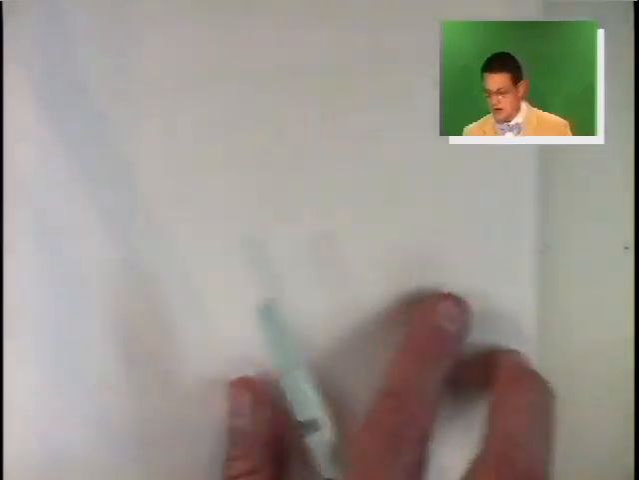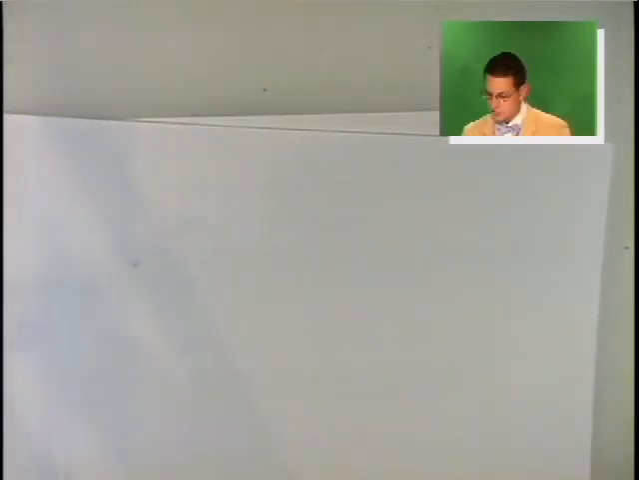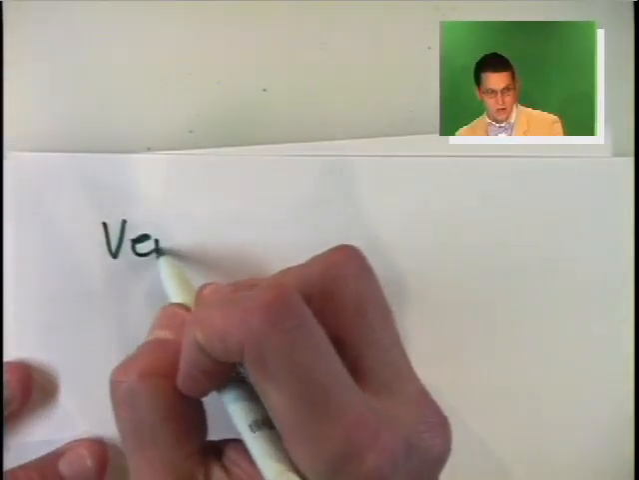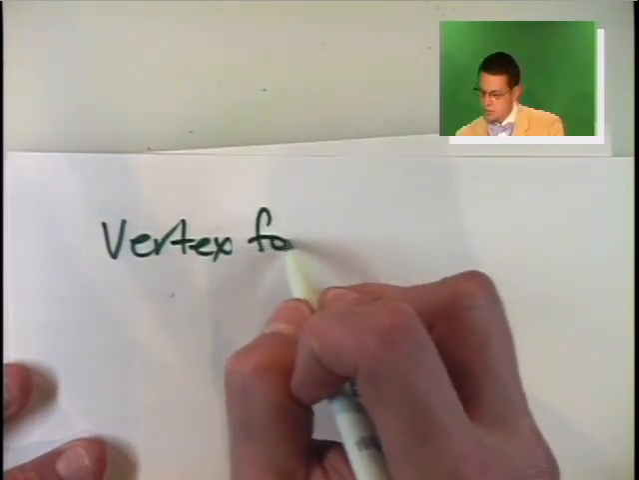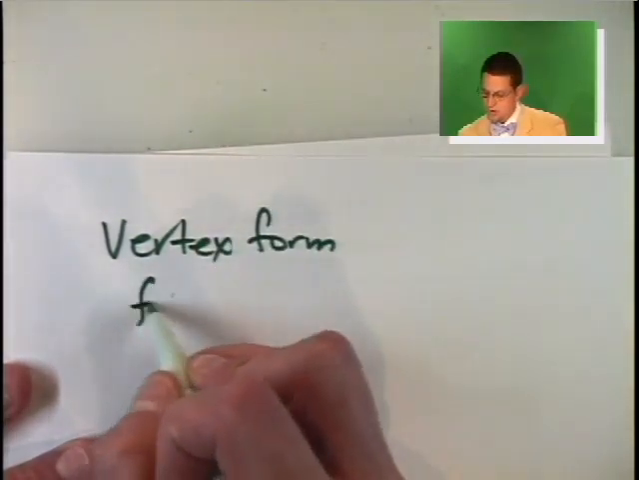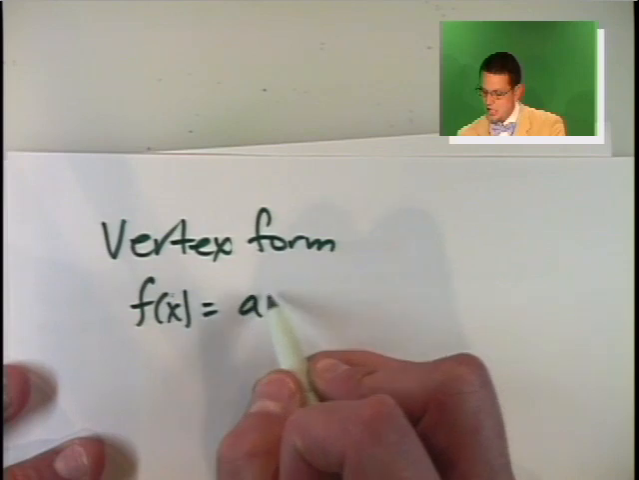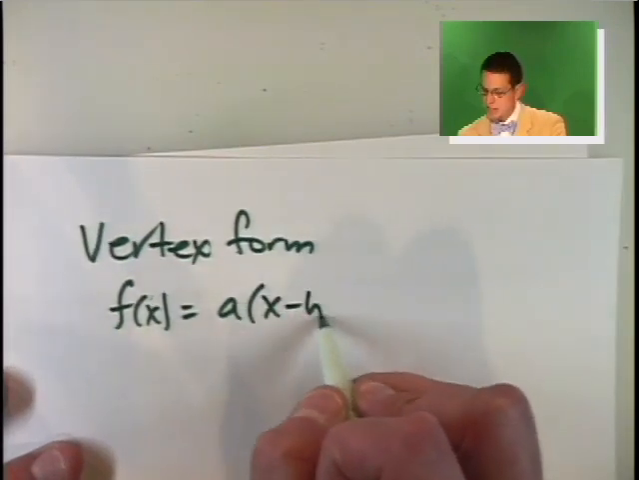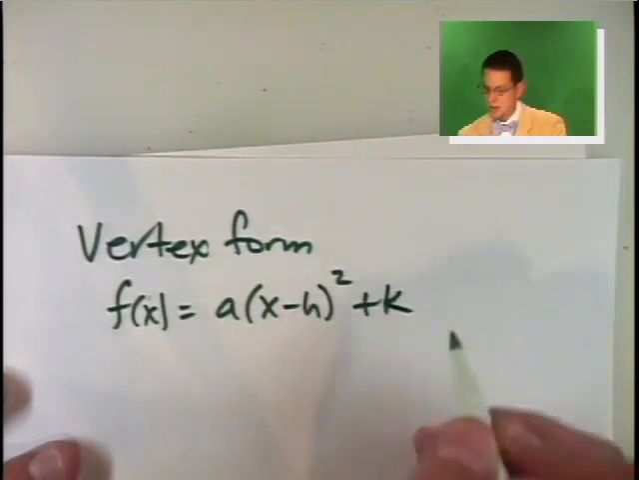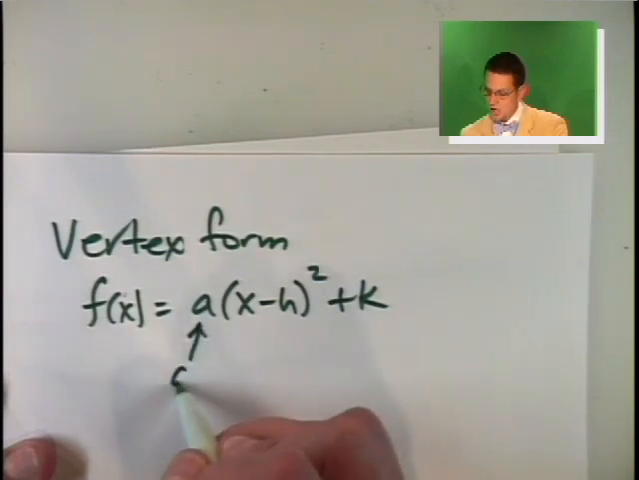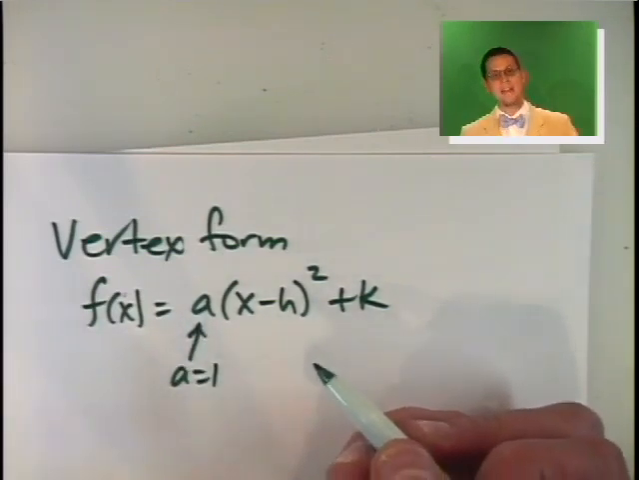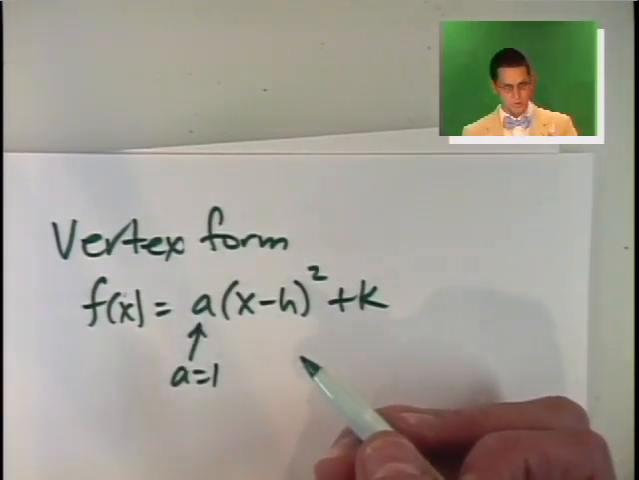We looked at the vertex form. So the vertex form looked like this. Vertex form was the same parabola in general. We have f of x equals a times x minus h squared plus k. Now on today's show, our a was always equal to 1. Okay? That's going to be a different type of transformation that we're going to see next time.